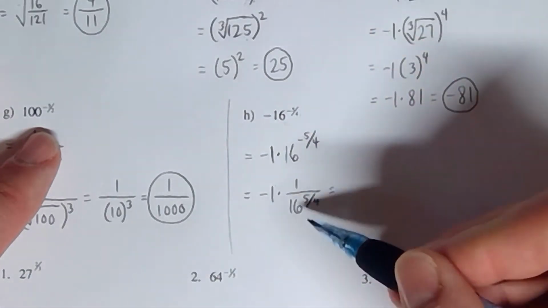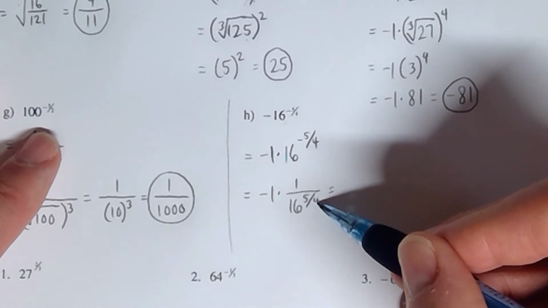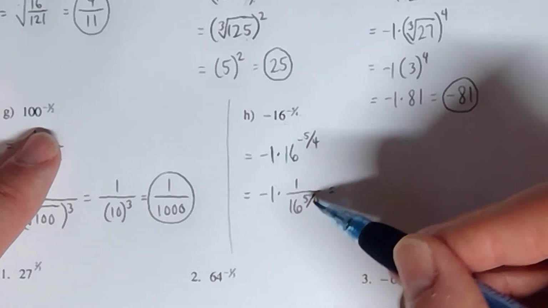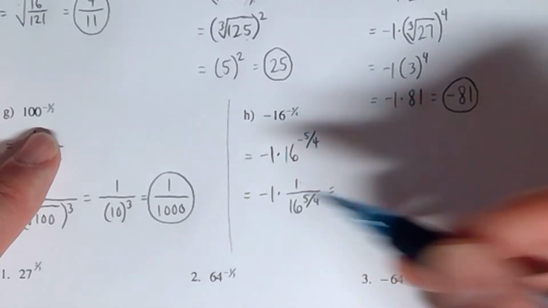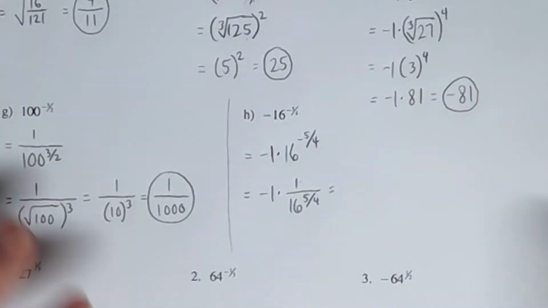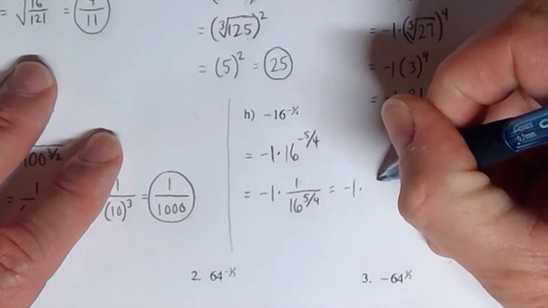So remember, just the 16 is taken to the 5/4 power because the exponent is just down in the denominator only. It does not affect this one here. It does not affect the -1 here, just the 16. So what do we get? Let's see.